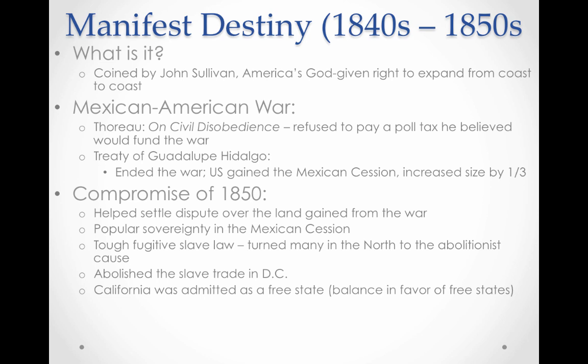A tough fugitive slave law was also passed, which turned many in the North towards the abolitionist side, saying that bounty hunters could go into northern free states and pretty much remove any African American back to the South and say that they were a runaway slave. It abolished the slave trade in Washington, D.C., and California would be admitted as a free state to balance in favor of free states within Congress. And without question, the number one divisive issue of the Compromise of 1850 was the tough fugitive slave law. Many people in the North suddenly became abolitionists.